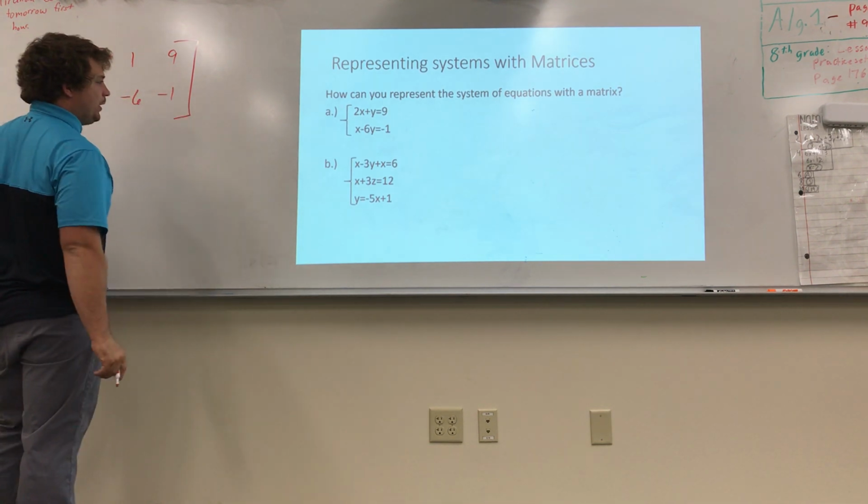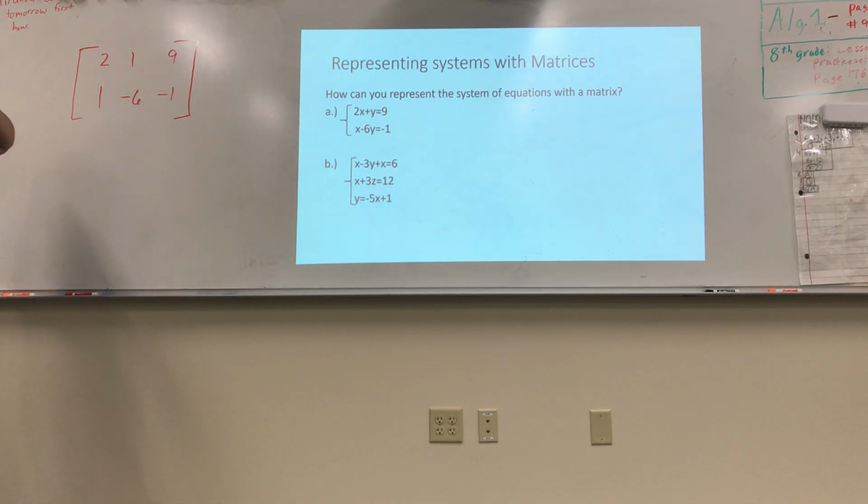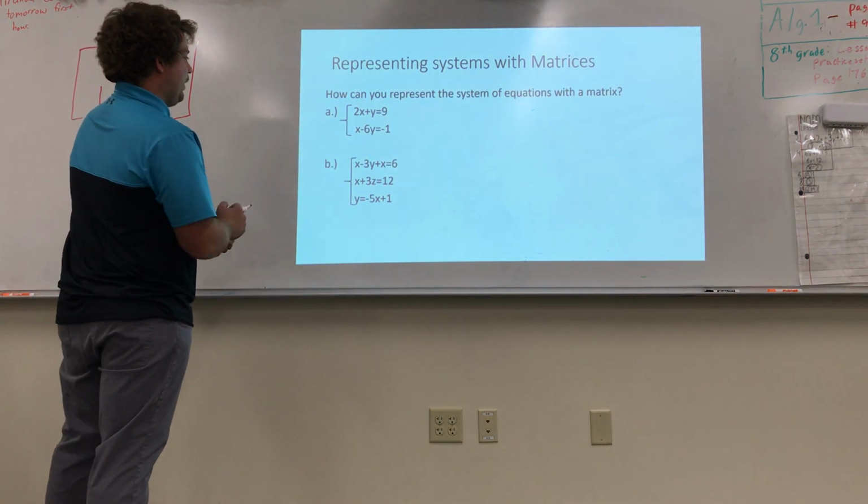So as you can see right here, I just took all the numbers from the equation and put them into the matrix. That is all you have to do if it asks you to take an equation. How can you represent the system of equations with a matrix? This is all you have to do. Now, on this other one, can we just jump to that?